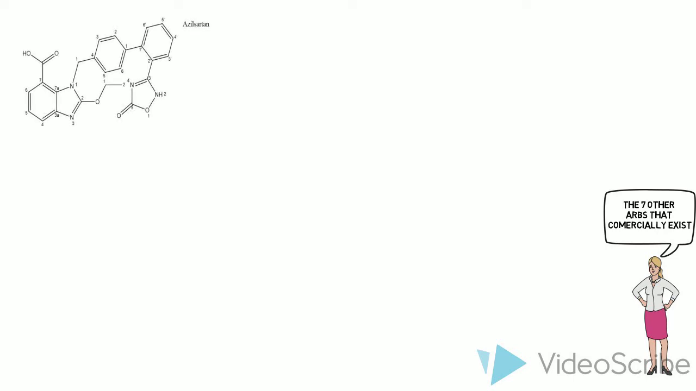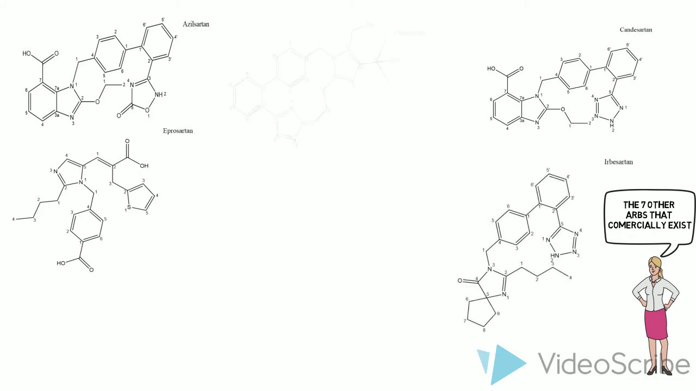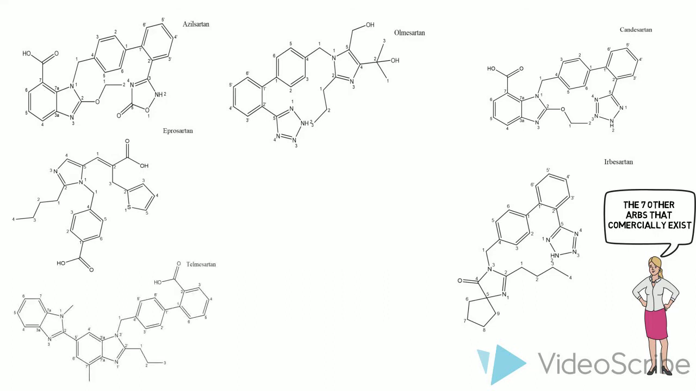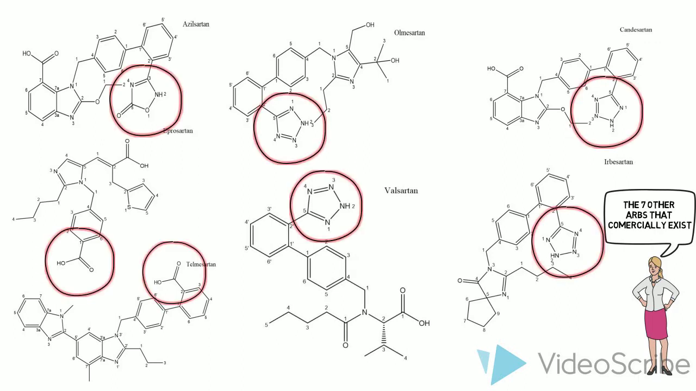There are 7 ARBs that commercially exist alongside losartan. These are azilsartan, candesartan, eprasartan, irbesartan, olmesartan, telmisartan, and valsartan. Here are all the groups that ionically bind.